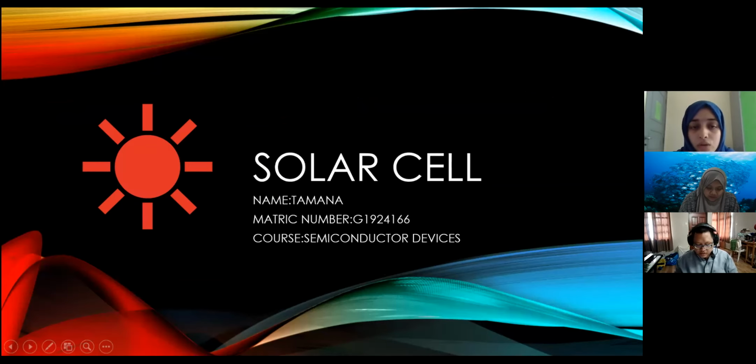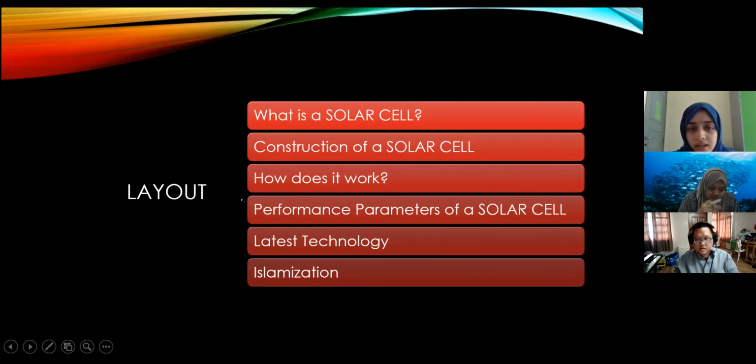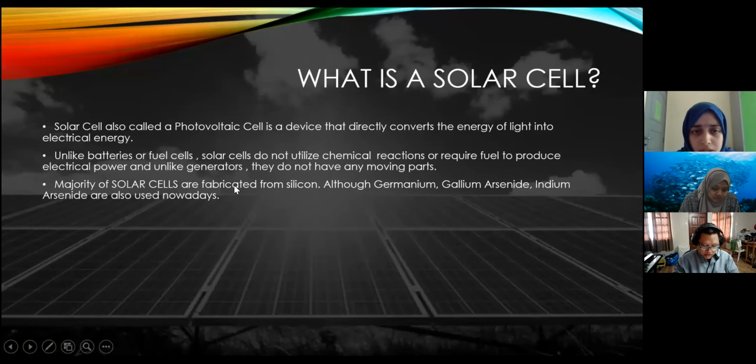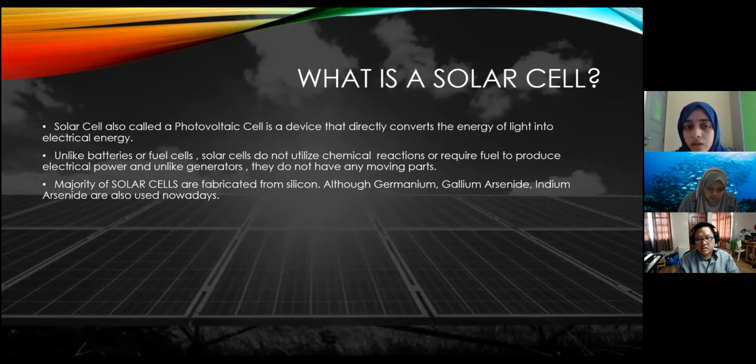Okay, ma'am. So, Bismillah Rahman Rahim, I'll start with solar cell. This is the layout. I'll skip this part, going straight to what a solar cell basically is. A solar cell is also called a photovoltaic cell. It is a device that will convert the energy from the sun into electrical energy.